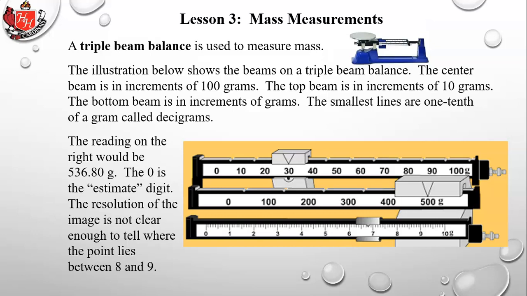And then remember, you get to make an estimate digit beyond that 8. But the resolution on this is not good enough to tell where that is exactly. So we'll just leave it at a 0. We'll say it's exactly 0.80. Okay, so the 0 is the estimate digit. The resolution of the image is not clear enough to tell where the point lies between 8 and 9.